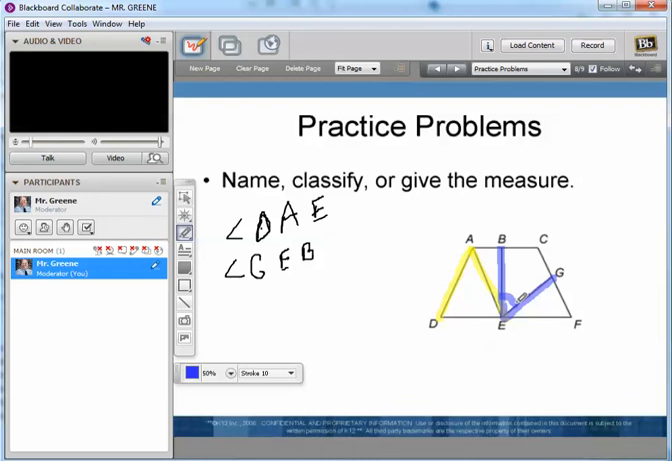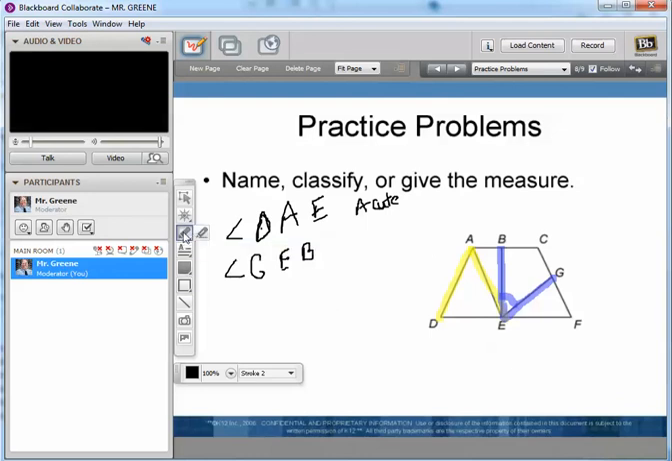Now, looking at both those two angles, what would you say those two angles are? Classifying them, I would say they're both acute angles. Why? Because they are less than 90 degrees. I don't see any 90-degree markers in there, and they're relatively small, so I'd say they're both acute type angles.